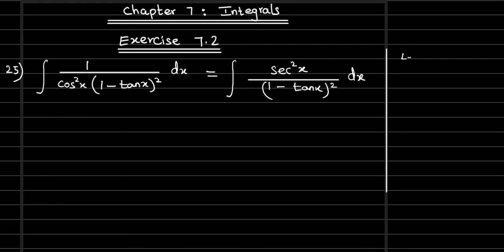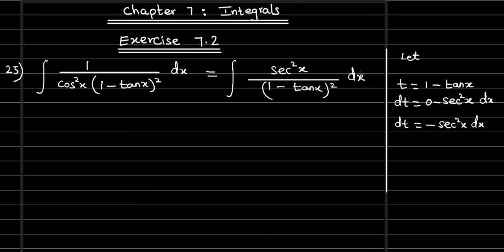Let t equal to 1 minus tan x. Now differentiating this, dt: the constant term differentiation is 0, tan x differentiation is secant square x, x differentiation is dx. So we have 0 minus secant square x, which is minus secant square x dx. In the numerator we have only secant square x dx, not minus secant square x dx. So this minus sign we can take to the other side. So minus dt equals secant square x dx.